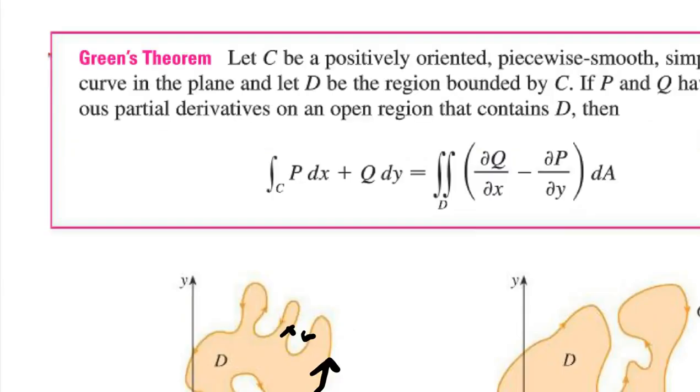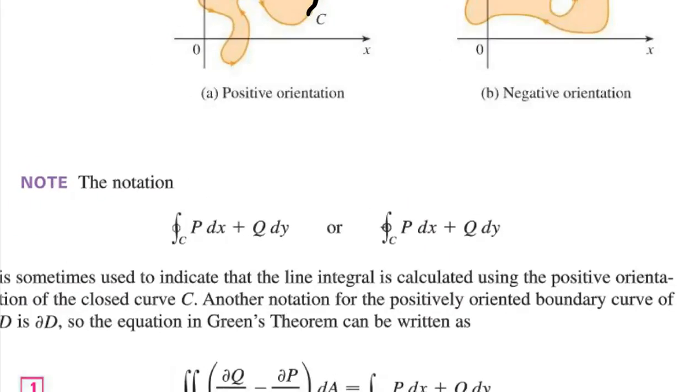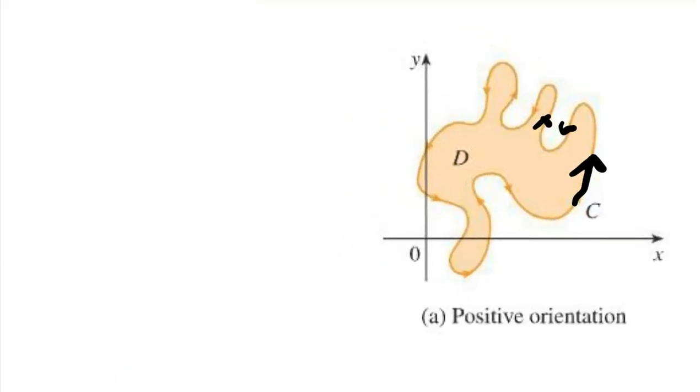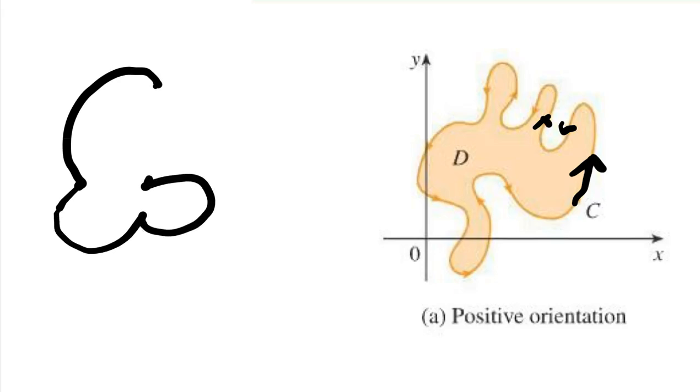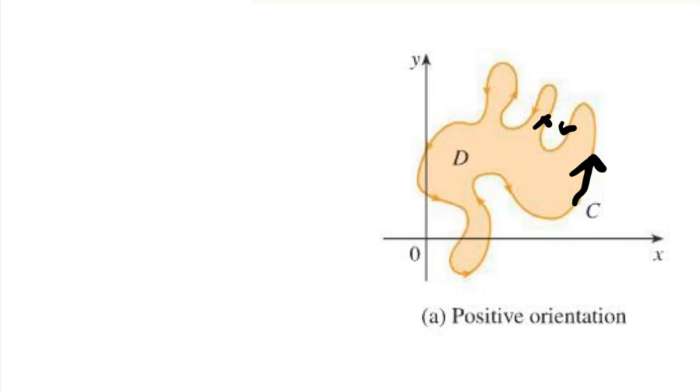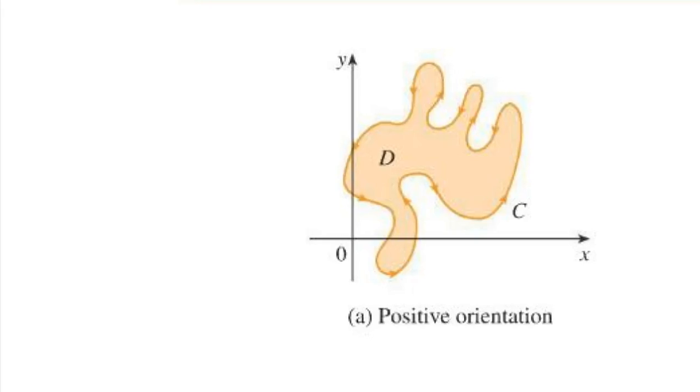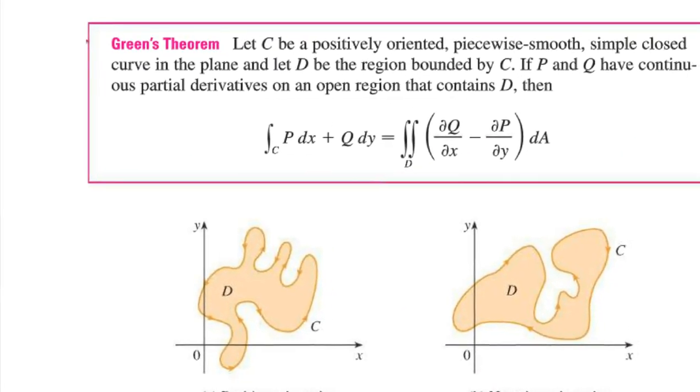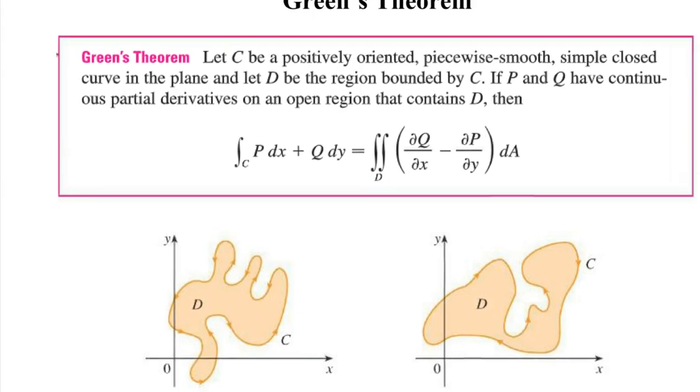Also, it's piecewise smooth. So the curve in the region is piecewise smooth. Even if it has a little kink in it, or a bunch of kinks in it, it's piecewise smooth. We can split it up into sections that are smooth themselves and evaluate all of those separately. It's piecewise smooth, it's simple, it's closed, and it surrounds a region. The region inside we're going to call D.